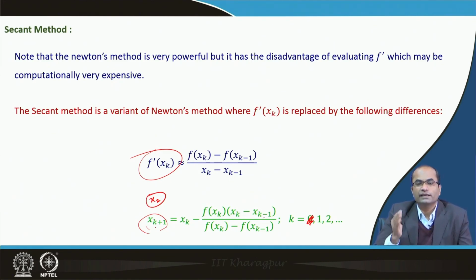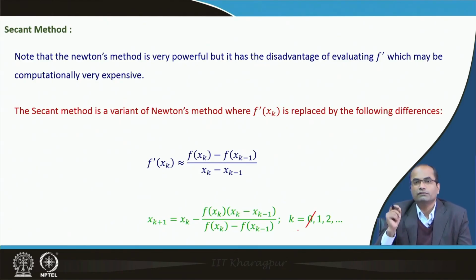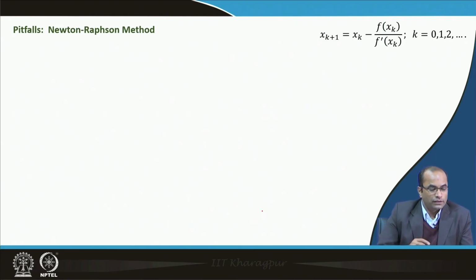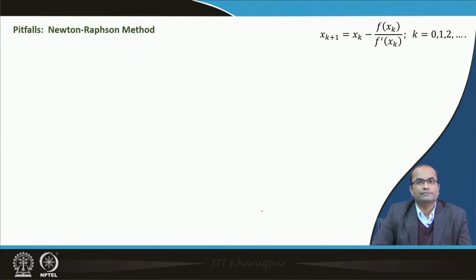So we need x_1 and x_0 to start these iterations, unlike the Newton-Raphson method where we just take one initial guess and then get the next one. Here we need two initial guesses and then we can compute the third and so on. Some pitfalls of this Newton's method, where it fails, we will discuss in the next two slides.